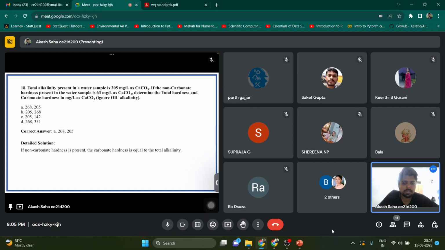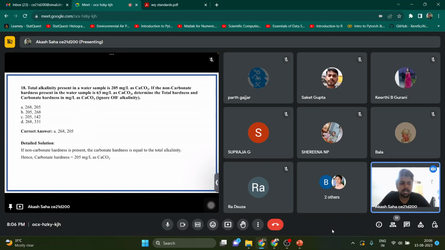I will explain once more. The total alkalinity is due to carbonate, bicarbonate and OH minus ions. But here I have told you that there is no OH minus ions. So my total alkalinity is due to carbonate and the bicarbonate. Again, my carbonate hardness is also carbonate and bicarbonate. So my carbonate hardness will be equal to total alkalinity. So we know the total alkalinity is 205. So my carbonate hardness will also be equal to 205.